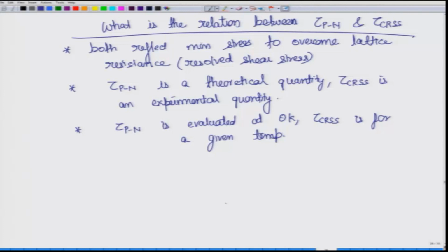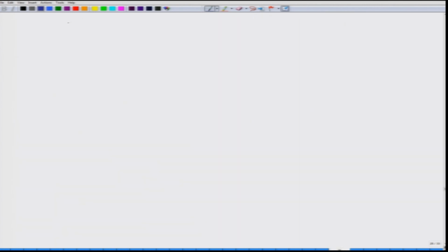Now, I showed you that there will be a particular orientation, and for that particular orientation you will have several slip systems, and of these several systems, the one which first achieves the critical resolved shear stress will get activated. So, let us solve an example based on that. Let us move on to an example for this tau CRSS.